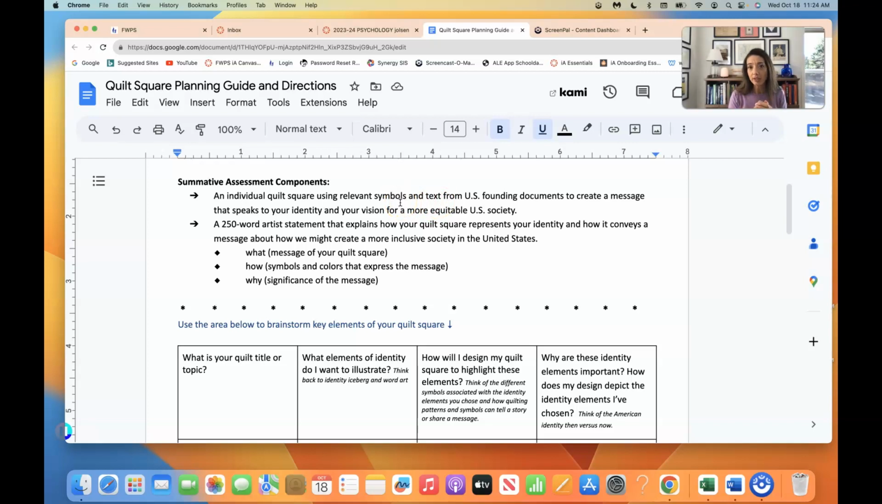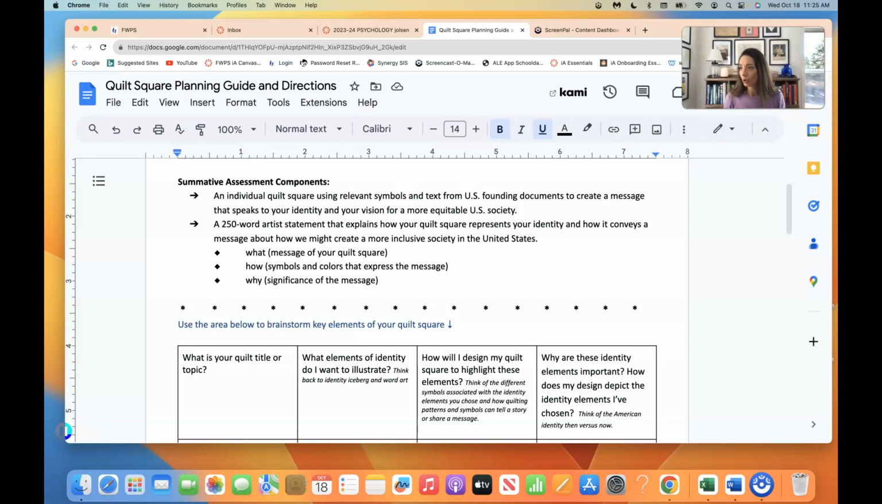colors, images that are representing this idea of a more inclusive society. And it's also going to incorporate your identity, Troy's identity, and what your ideas are, your vision is for a more equal society. So, how the United States might come to a point in time where everybody is treated more equally.